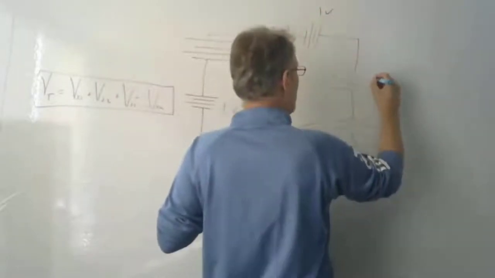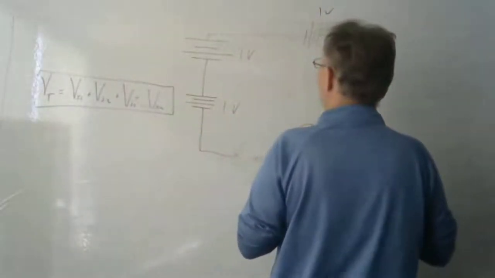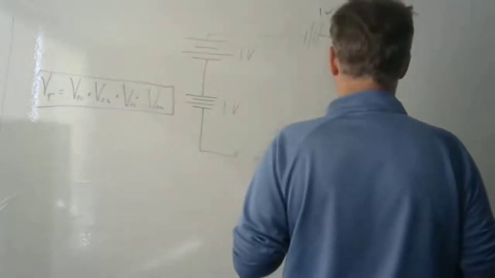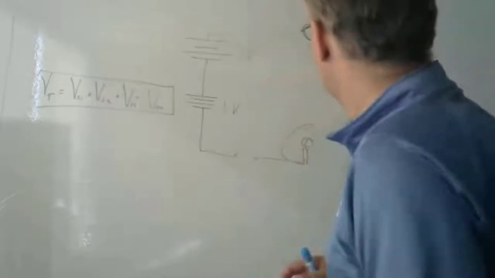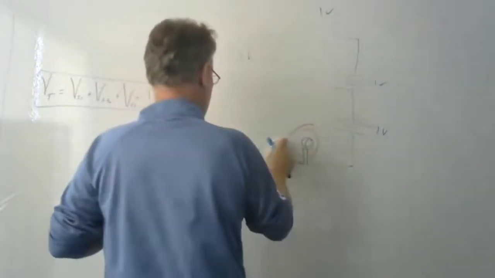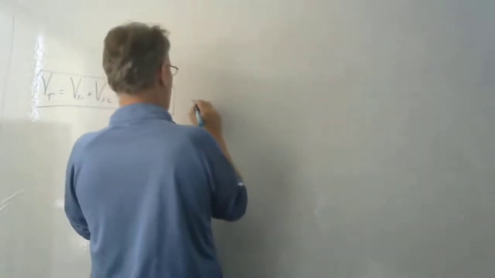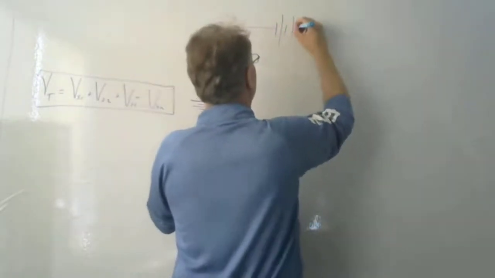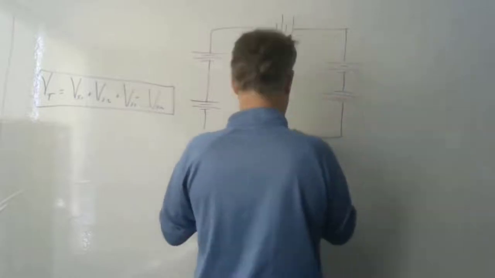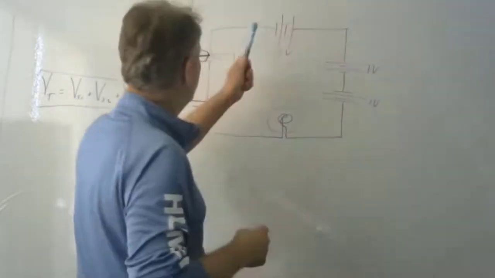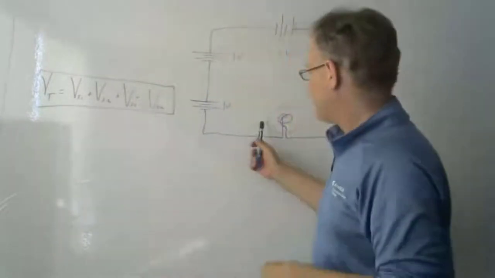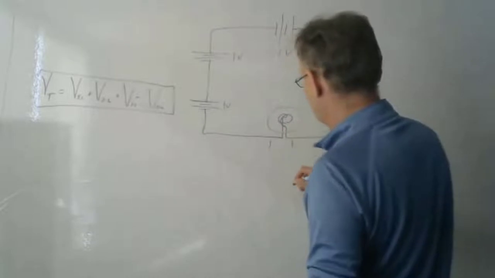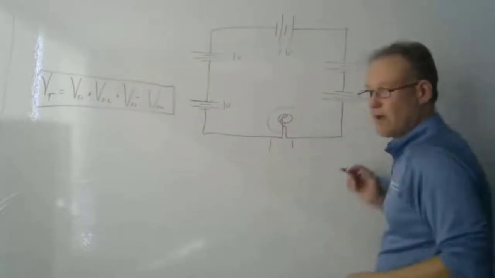So we have 1 volt, 1 volt, 1 volt. What I need you guys to do right now, I'm going to redraw this. Can someone please tell me what the total voltage that this bulb is seeing? What's the voltage drop across that bulb? Or what's the source voltage going to that bulb? Any thoughts?